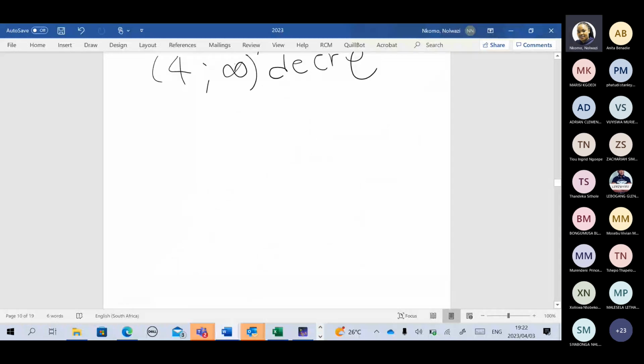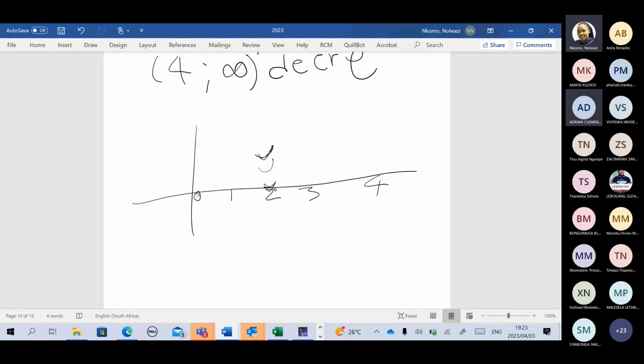Okay, if we have 0 here, we have 1, 2, 3, 4, right? And we are told that at 2, we have a minimum point. It can be here, it can be here, it can be here. I don't know where. I didn't find the corresponding value of 2, but I know that it's the minimum. If it's the minimum, that means it's like this.